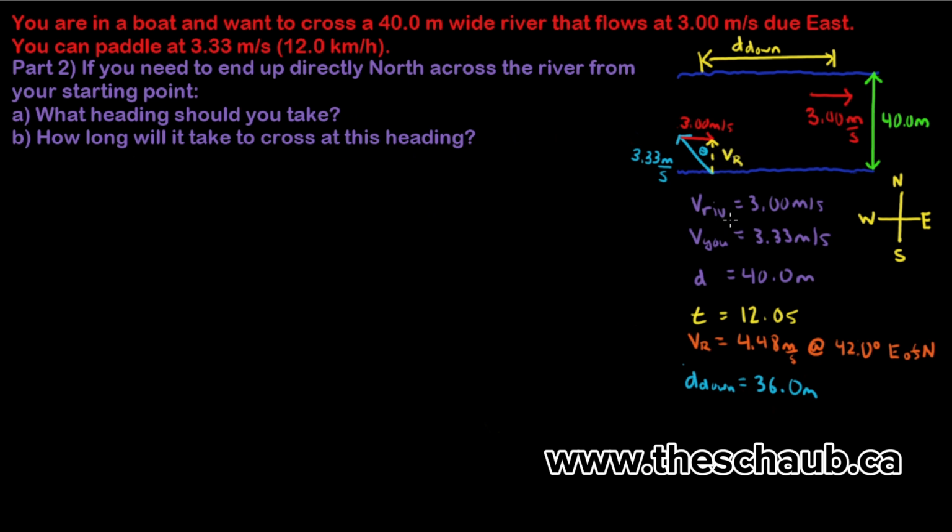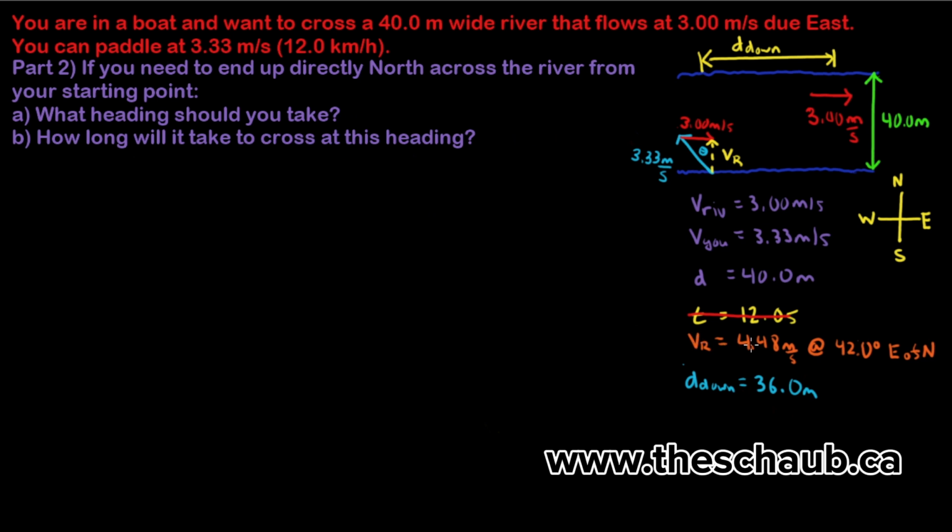To avoid any confusion, we need to update our variables. So the velocity of the river is still 3.00 meters per second east. Your velocity is still 3.33 meters per second. This time it's going to be at an angle towards the northwest. The displacement of the river, or the width that we're crossing, is still 40 meters. Our time no longer applies. This time is for if we're crossing straight across, so we can get rid of this.